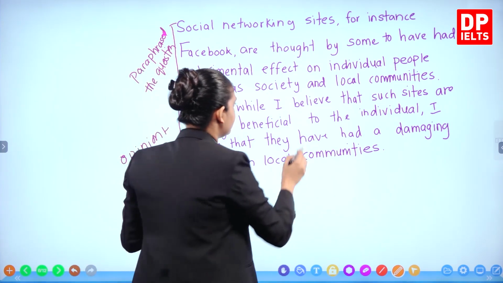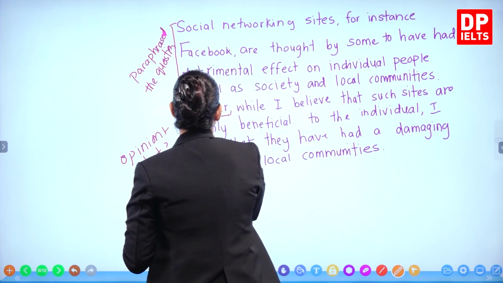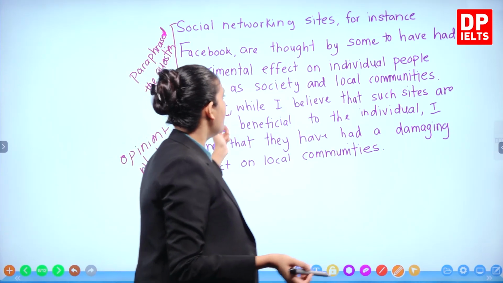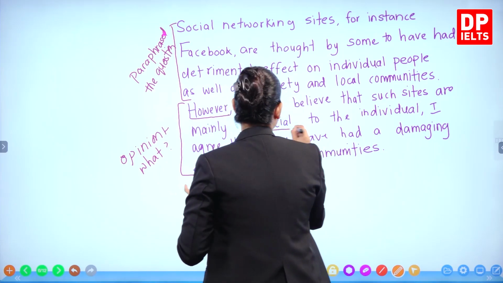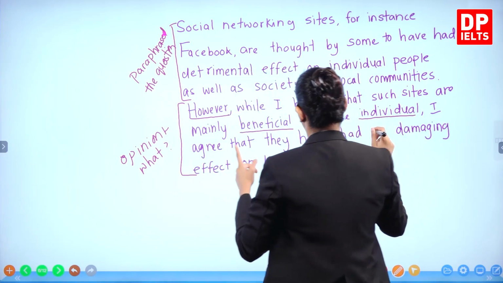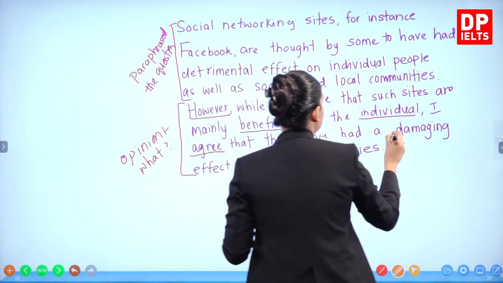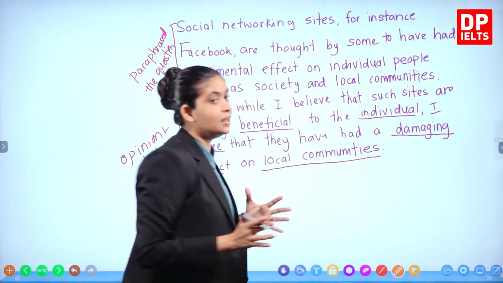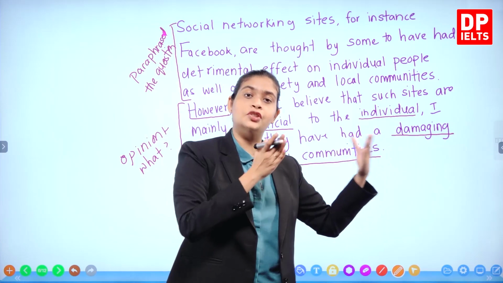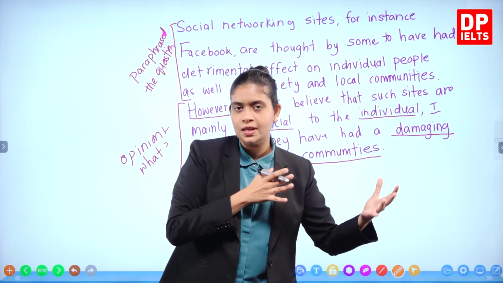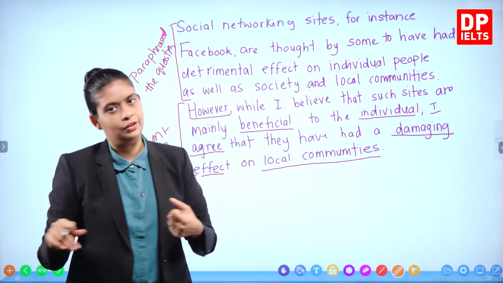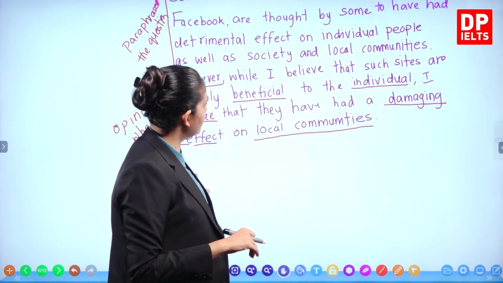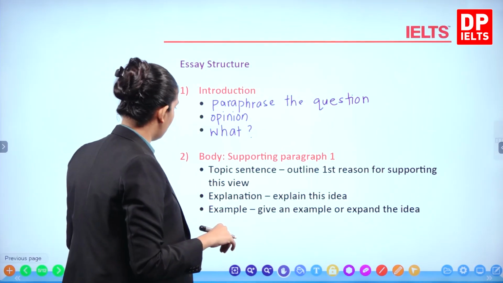So I believe, that means however, I don't think it's wrong. I don't agree that it's got a huge negative effect. However, I believe that it is beneficial for the individuals, and I agree that it has a damaging effect on local communities. So I'm writing two sides. I'm writing I don't agree that it's bad for the individuals, but I agree that it is bad for the local community. Okay.